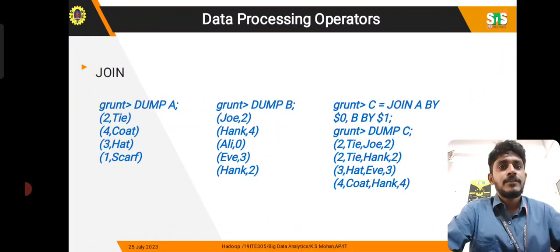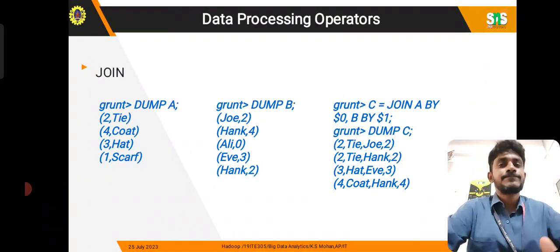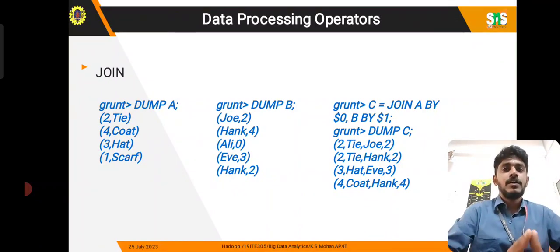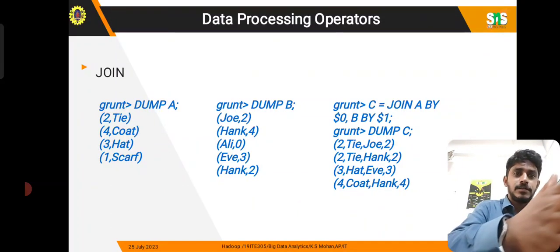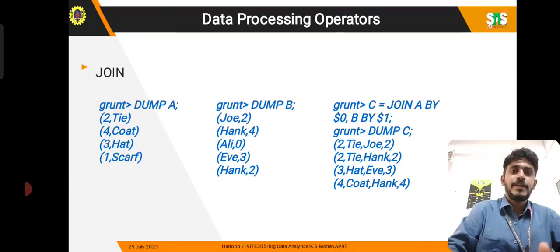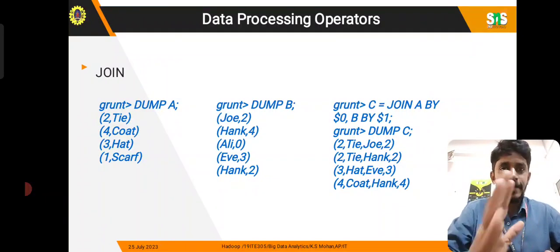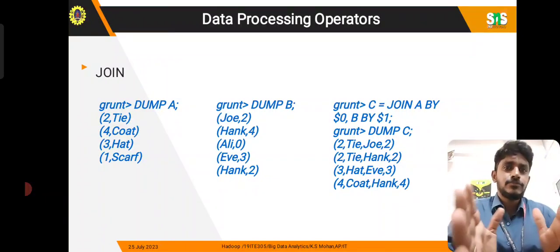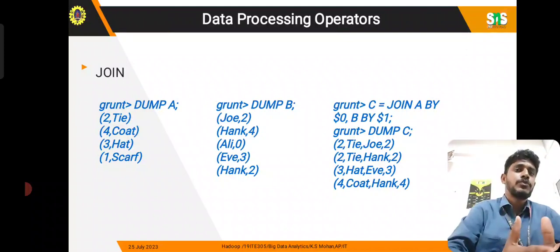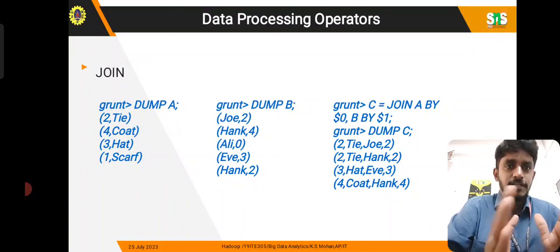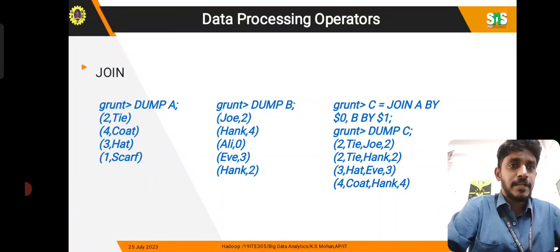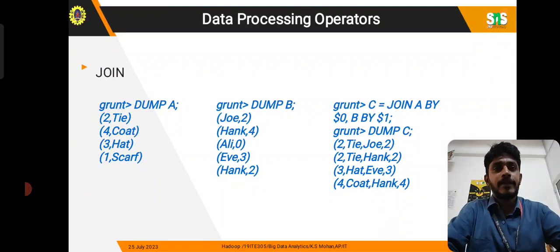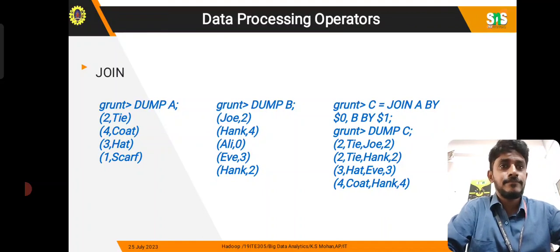Then join is an operator used to merge data into a single relation, for example dump A and dump B joined into dump C. We have dump A with a list of data and dump B with a list of data. We have to join dump A and dump B together in a single column. So for dump C we can have join A by C. We can have this kind of list of data sets with the help of the join data processing operator.